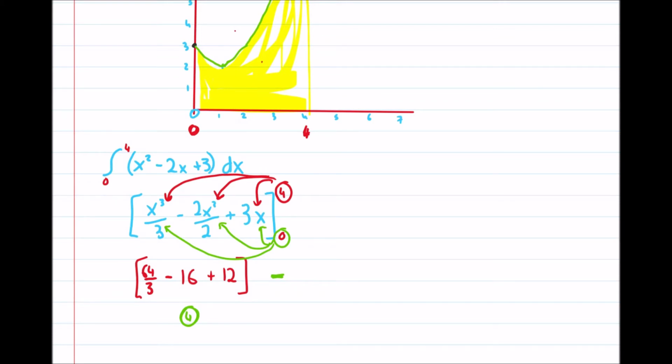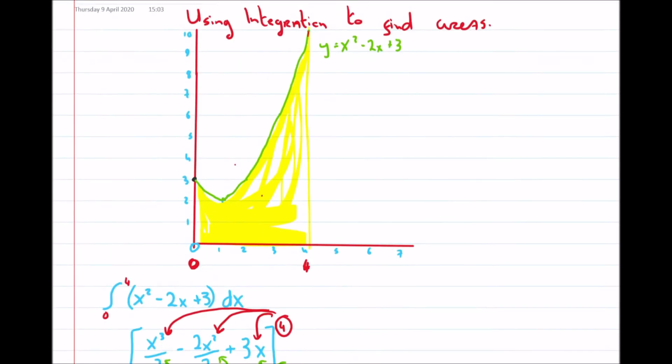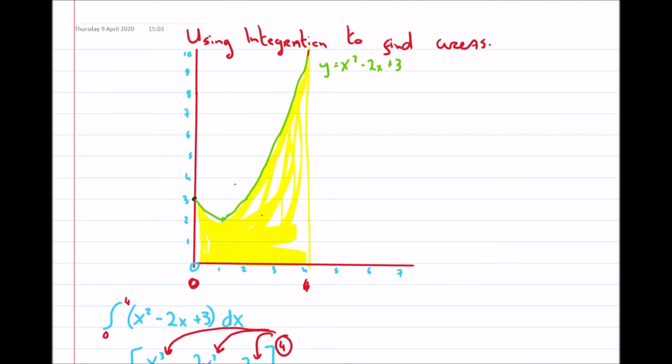If I put 0 in for the x's, I'm going to get 0 cubed over 3, which is 0, minus 0 plus 0. So anytime we put 0 in for the x's, we're just going to get 0. Take them away from each other, and that's 17 and a third. It's area, so it's units squared. So the yellow part is 17 and a third units squared.